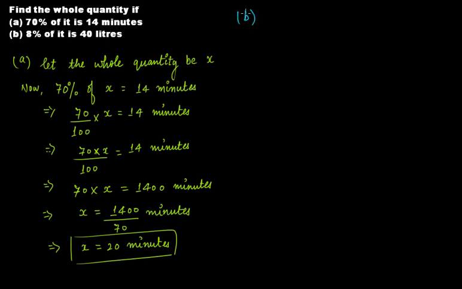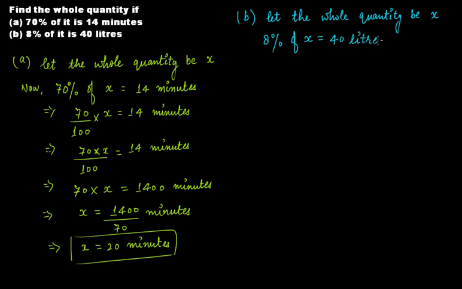For part B, 8% of it, that is 8% of the whole quantity, is 40 liters. So let the whole quantity be X. Okay, 8% of X is 40 liters, and this is 8% of X is 40 liters.